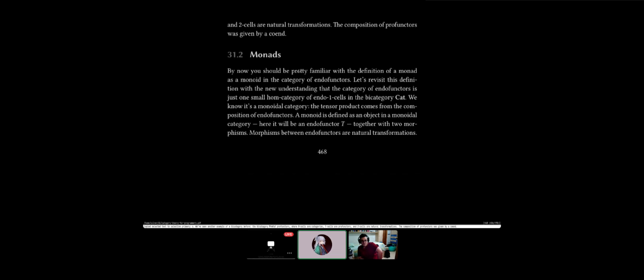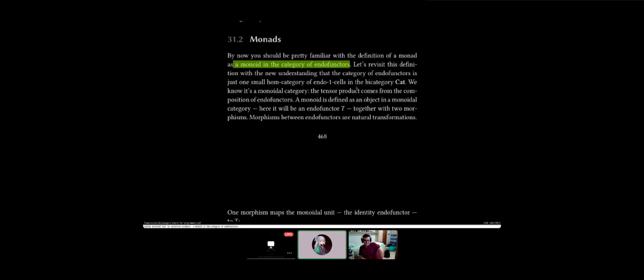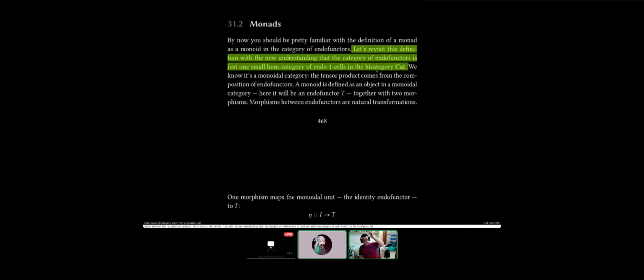So monads, you should be familiar with the definition of a monad as a monoid in the category of endofunctors, that famous meme, right? Let's revisit this definition with the new understanding that the category of endofunctors is just one small home category of endo-1 cells in the bicategory Cat. That's pretty dense, but Cat is the one with two levels but non-strict, right? Yes, exactly.